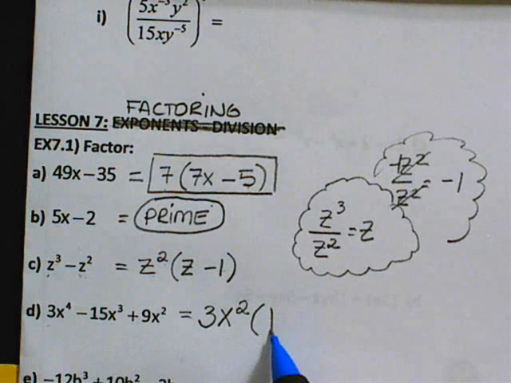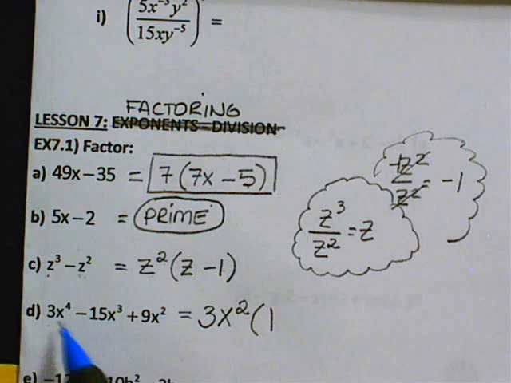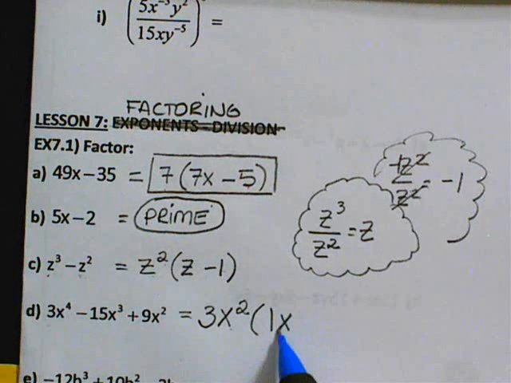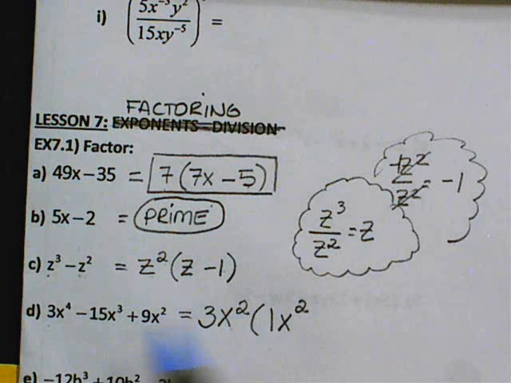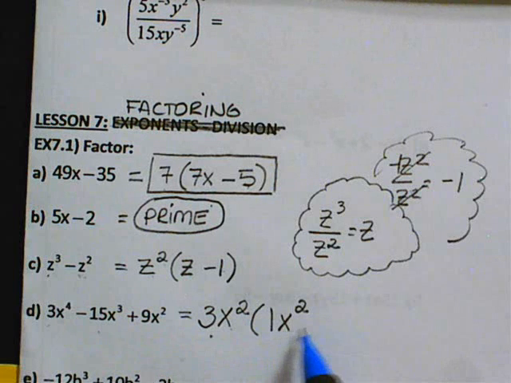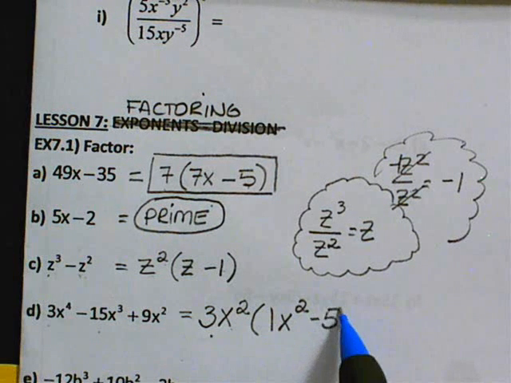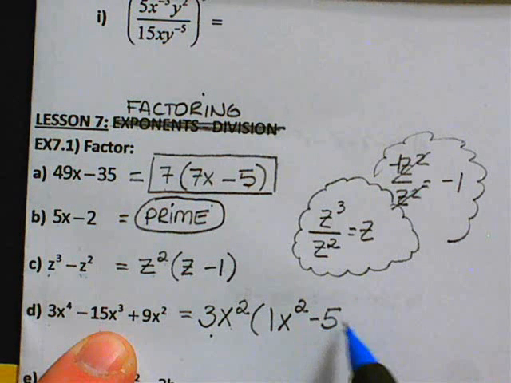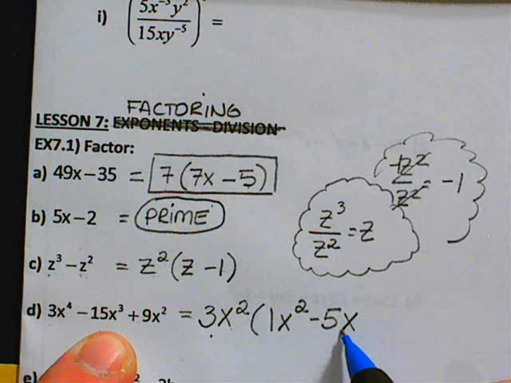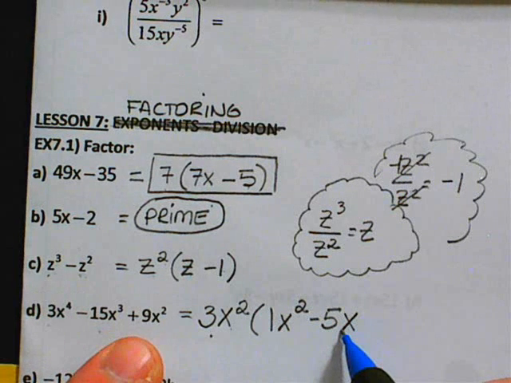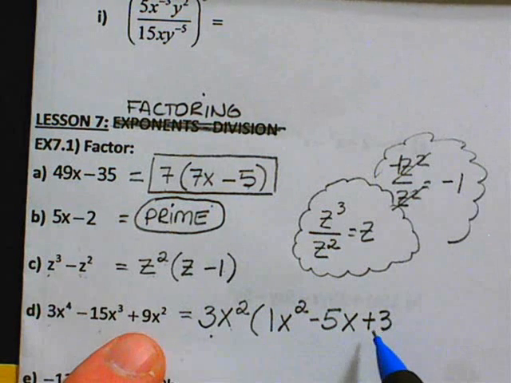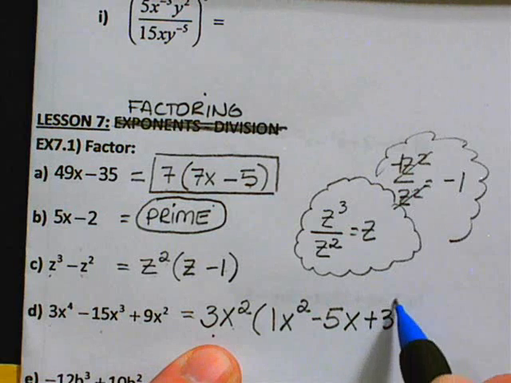X to the 4th divided by x squared is x squared. Negative 15 divided by 3 is negative 5. And x cubed divided by x squared would be x. And positive 9 divided by 3 is positive 3. And x squared divided by x squared, the x squared cancels. So this would be my final answer for this problem here.